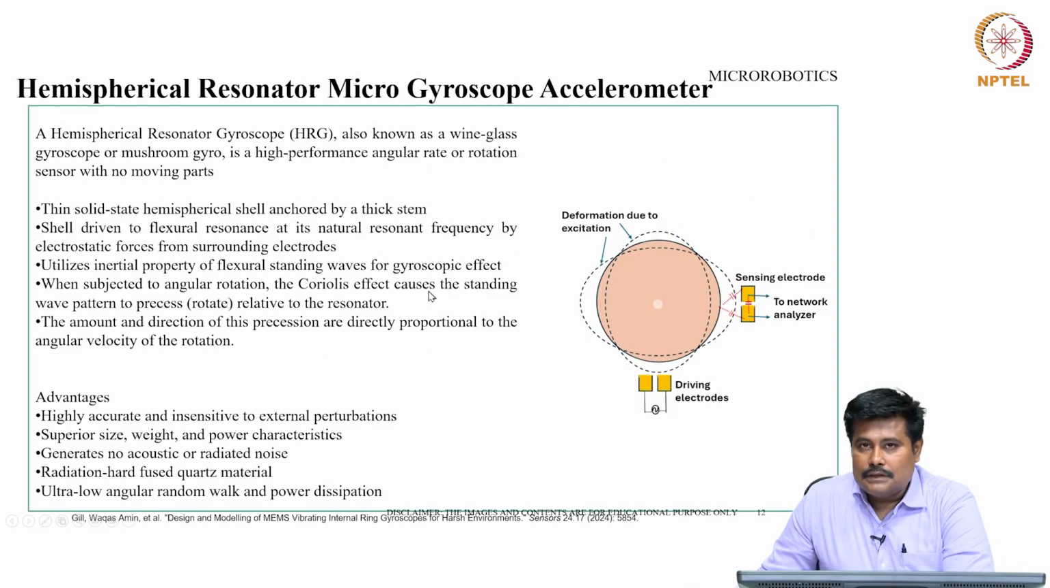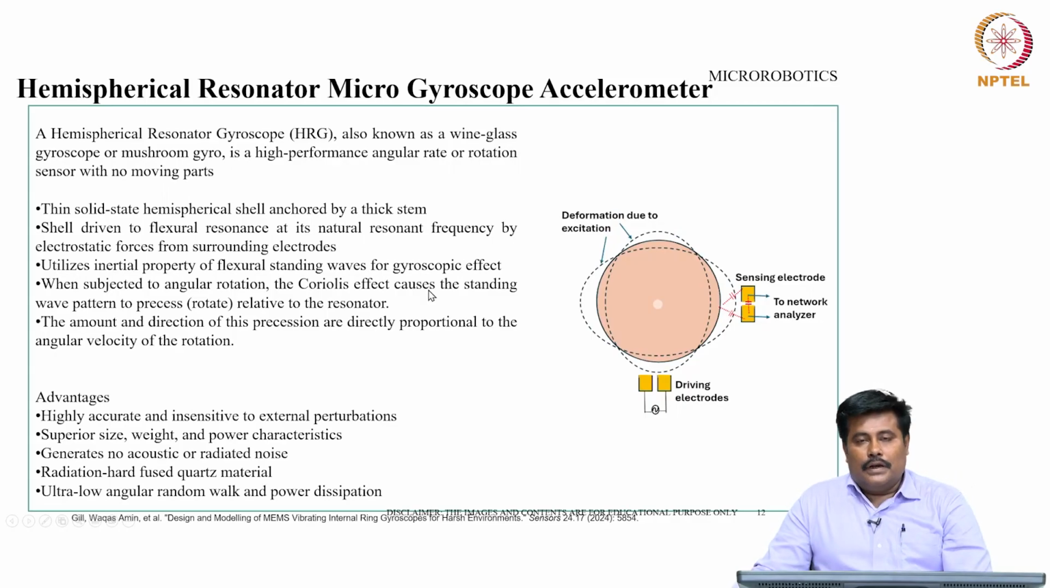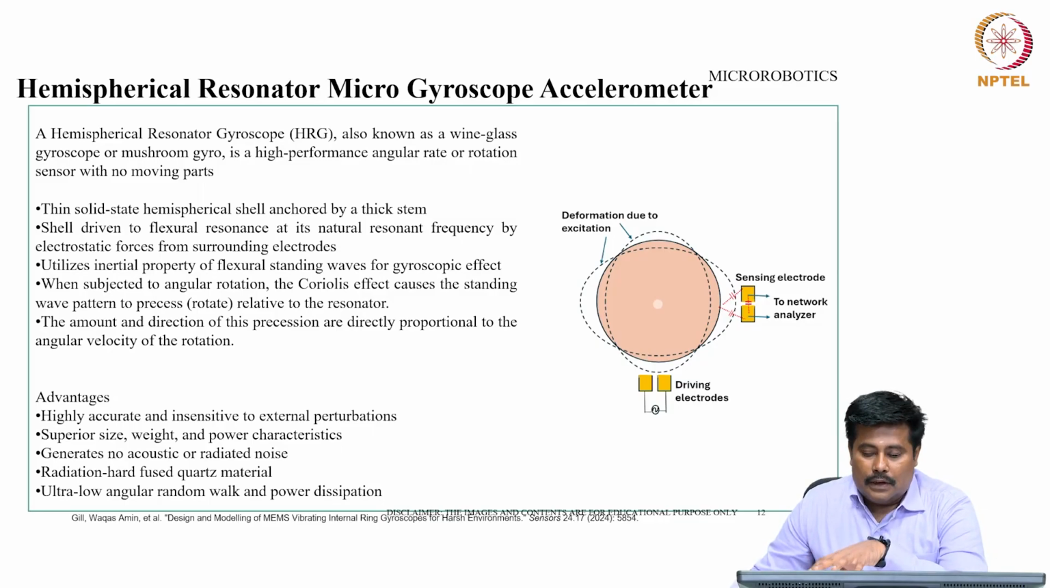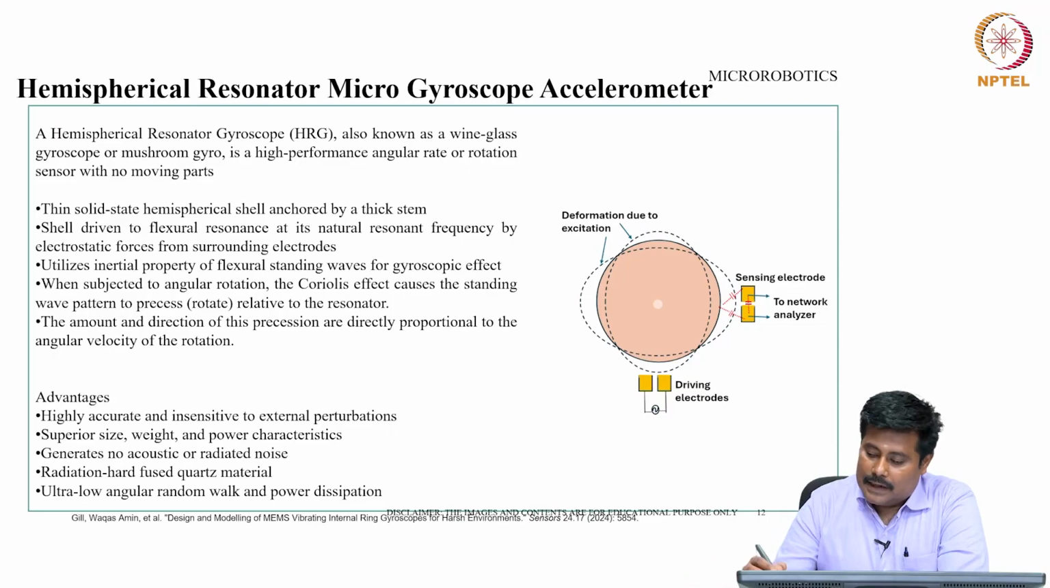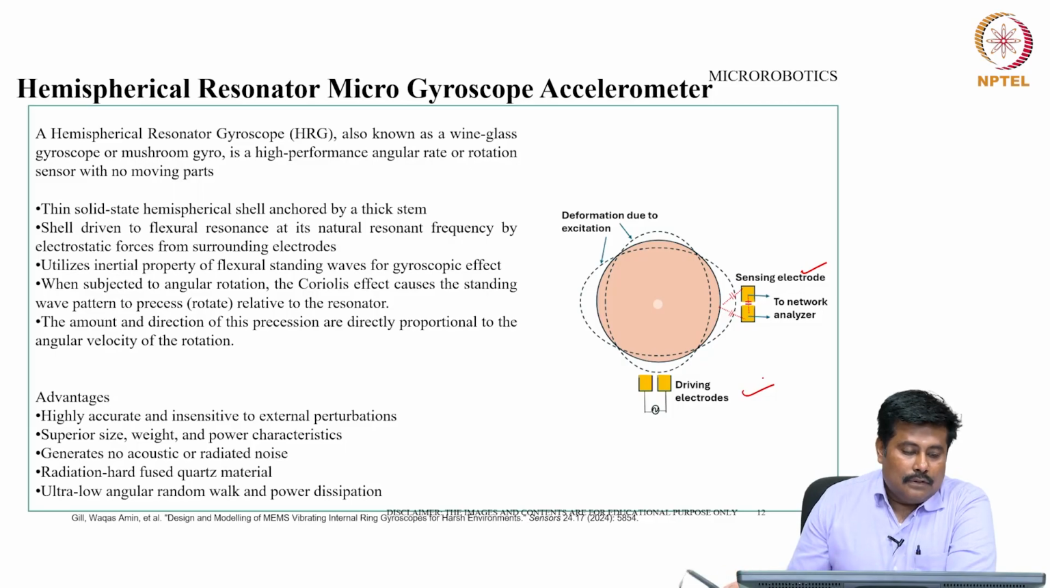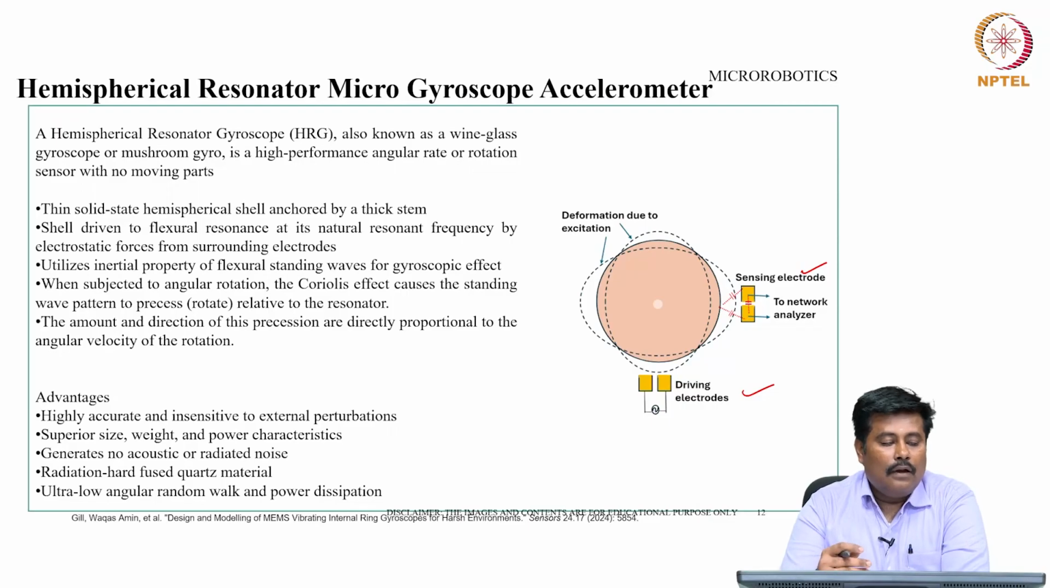Now let us discuss the hemispherical resonator micro gyroscope accelerometers. If we closely observe the construction, there is an excitation. This excitation is analyzed using a network analyzer, which acts as a sensing electrode, and there is a driving electrode. A hemispherical resonator gyroscope is also known as a wine glass gyroscope or mushroom gyro.